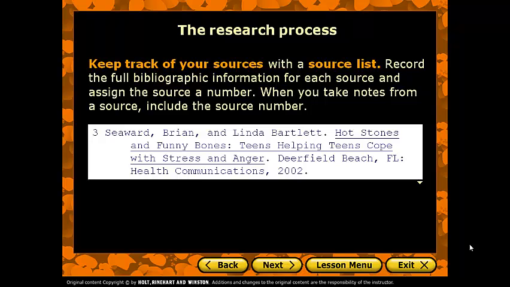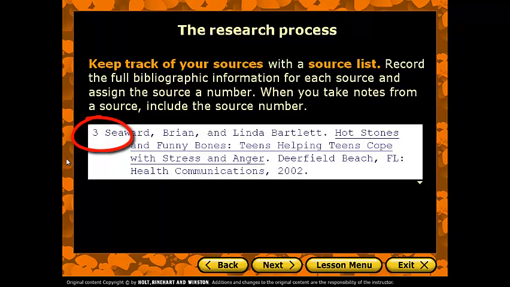We have this book that our researcher on stresses in a teen's life is looking at. So notice here we have Seward, Bryan, and Linda Bartlett. So this is our author. Then we have the title of the book underlined, and we have the publisher's information. So before anything else is done, before they even looked at the book, they write down the title and the publisher's information in a source list or a working bibliography. And then notice they've assigned this number 3 to it.